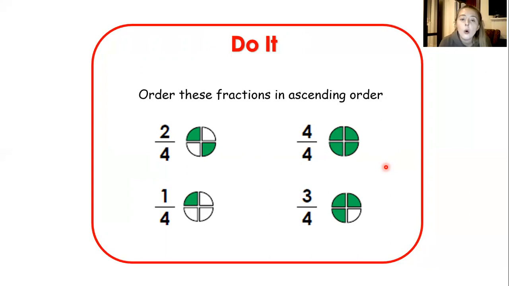So I want you to order these in ascending order. Is ascending up or down? It was up, wasn't it? So you start with the smallest fraction, and then you go up to the largest fraction. Okay? Do you think you can order these fractions in ascending order? Pause this video for me now and have a go at that.